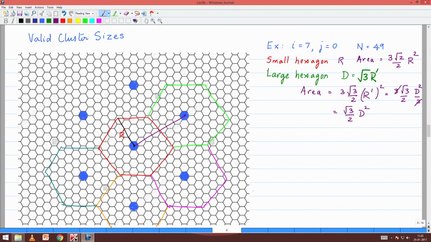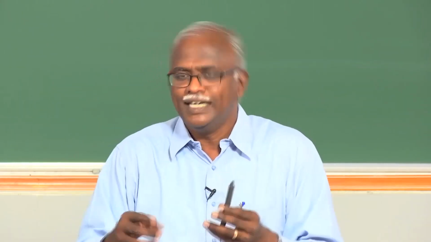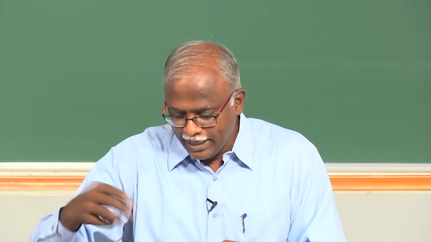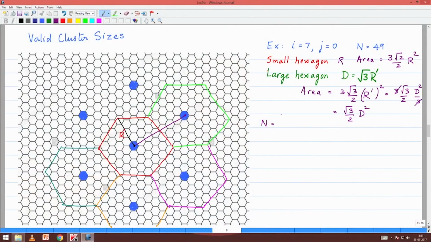So, the key step says the cluster size N is given by the area of the larger hexagon divided by the area of the small hexagon. Approximately, some of them are partly covered on one side, but actually if you look at it, a whole number has to emerge, and that should be the area of the larger hexagon by the smaller hexagon. Okay. So, the area of the larger hexagon, that is root 3 by 2 d squared, divided by the area of the small hexagon, 3 times root 3 by 2 r squared. That should be approximately the cluster size.